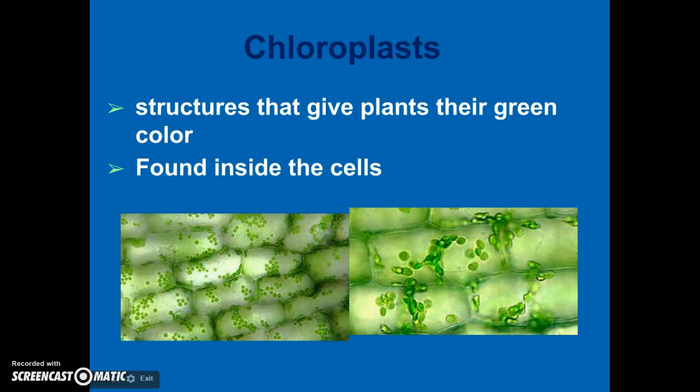Chloroplasts are structures that give plants their green color. So animals don't have chloroplasts. Chloroplasts are found again inside the cell, so you need a microscope to be able to see them. So what I put up here for pictures are two different magnifications of that same plant that you've been looking at all along. These kind of white looking bricks, those are the cell, and then these little green round things inside all over here are the chloroplasts. And you can see how the cell wall keeps the chloroplasts inside of the cell.